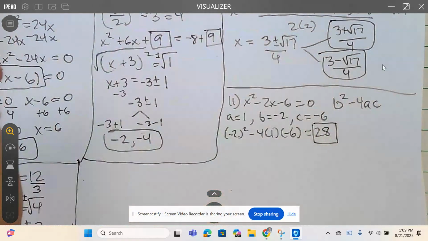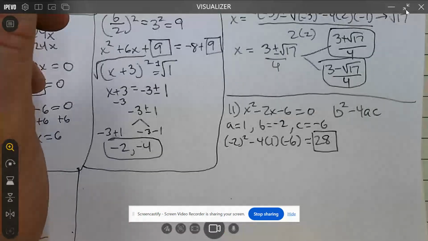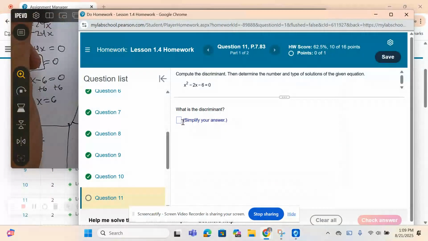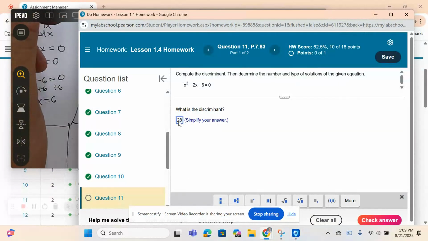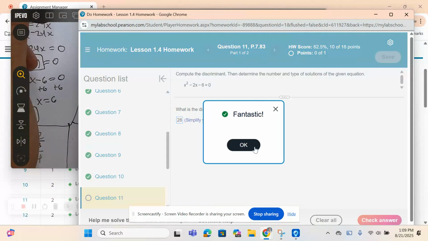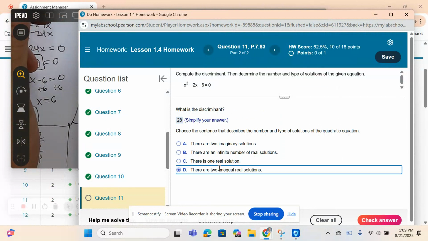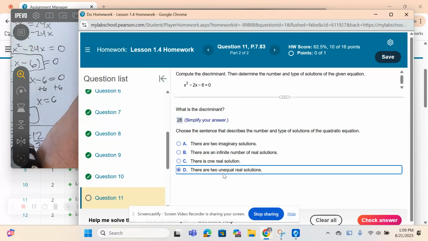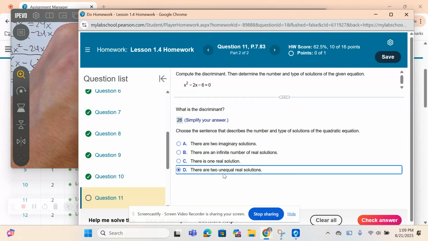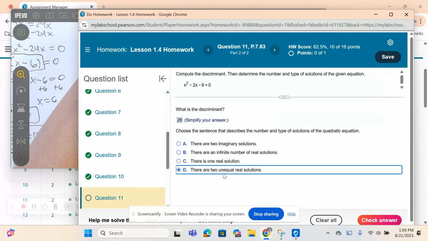So that's one answer. I'm not sure how they're going to word the second part. So this means there's two unequal real solutions. When it's positive, there's two unequal real solutions. So this is positive. So therefore, there are two unequal real solutions.